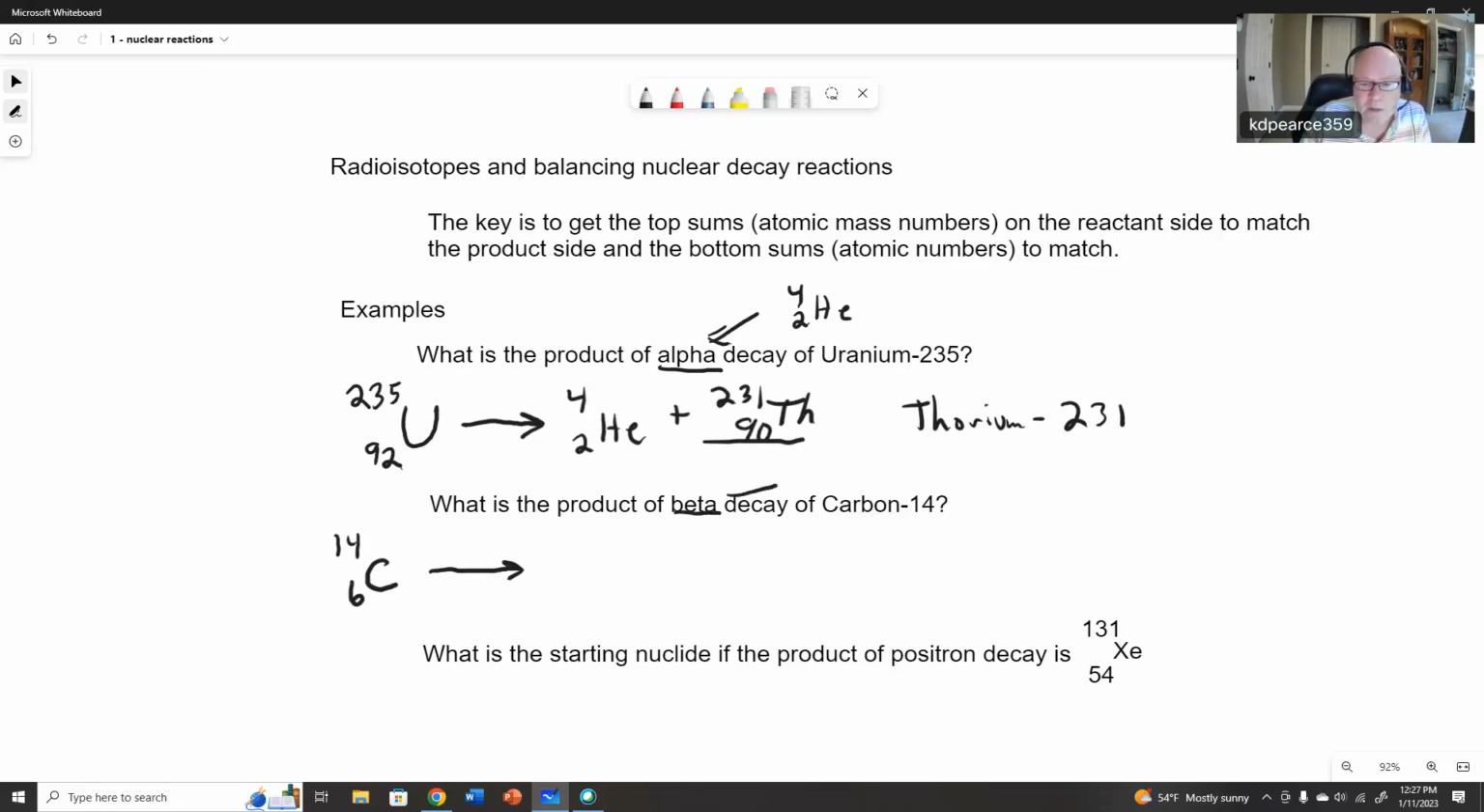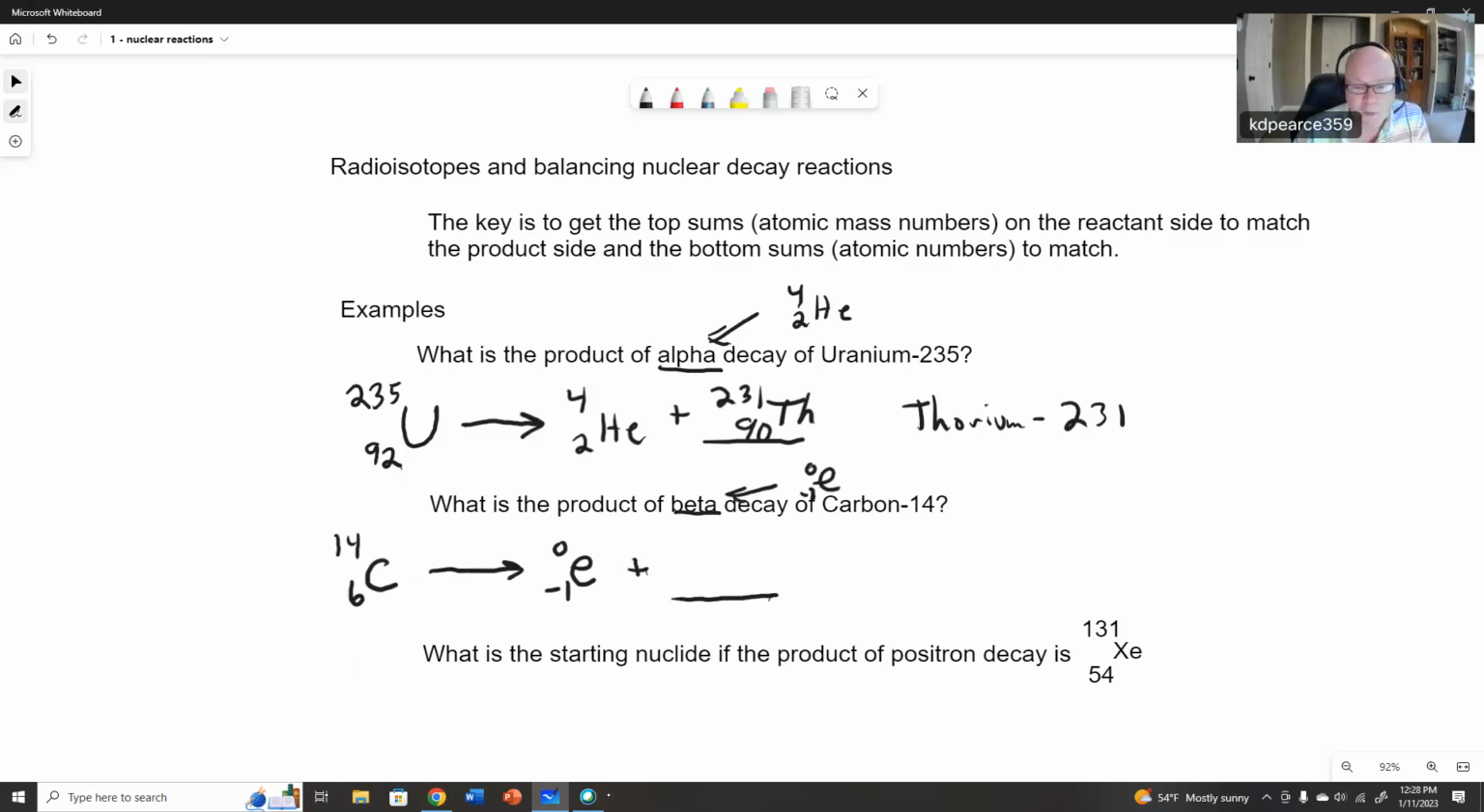What's a beta? A beta is an electron, and it has a -1 charge and a mass of essentially 0. And remember, this electron from beta decay is not coming from the electrons that are surrounding the atom. They're actually coming from the nucleus. When a neutron decays to a proton, it releases an electron. And so we put down here -1 and 0 for our beta. And we need to know what is the product here.